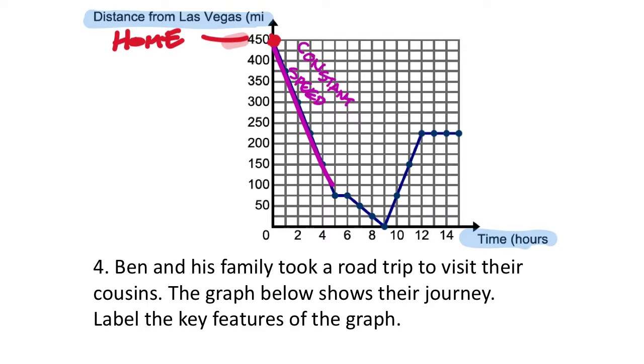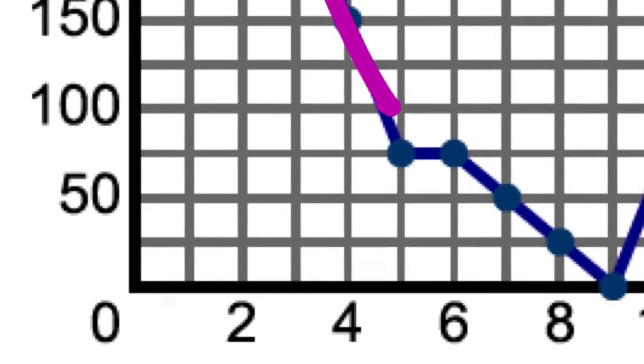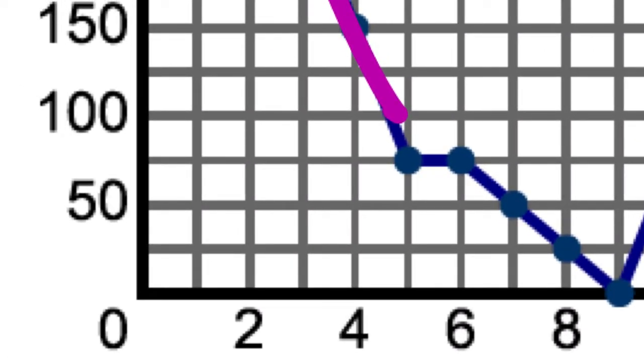Specifically, it's a constant speed, but see how the distance from Las Vegas is going downward? That also means that they're getting closer to Las Vegas as we go down, okay? And then, right here, that looks like 75 miles. Right there, 75 miles. Once they get to 75 miles, it's a flat line. So their distance, from 5 hours to 6 hours, it's not changing.